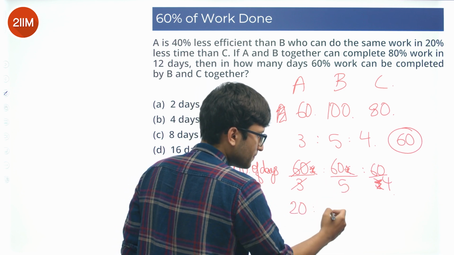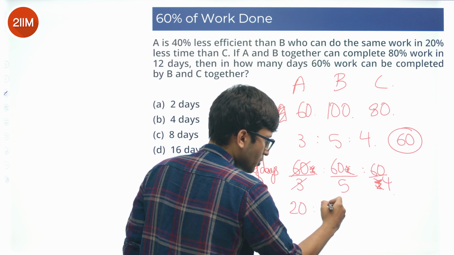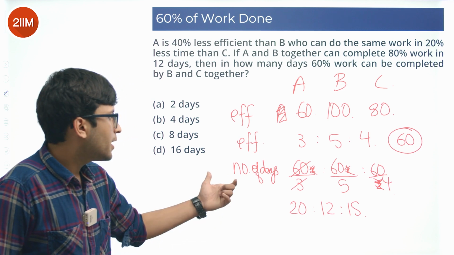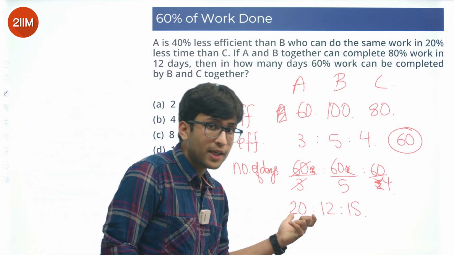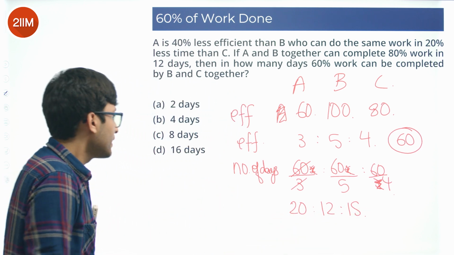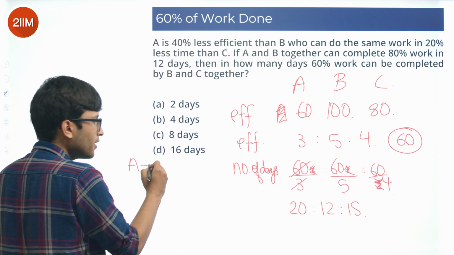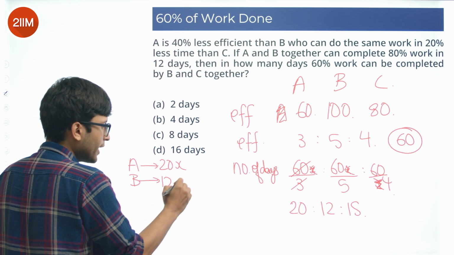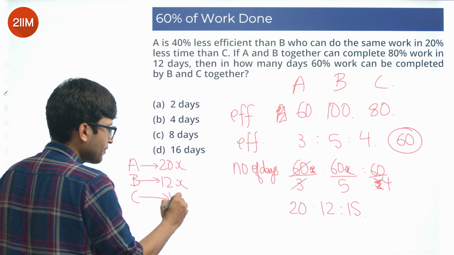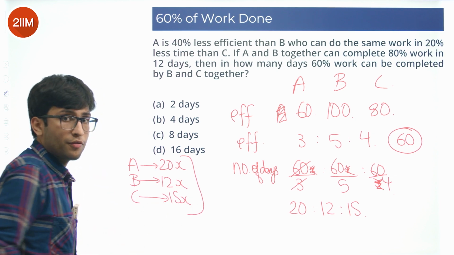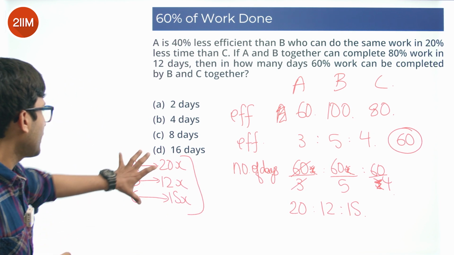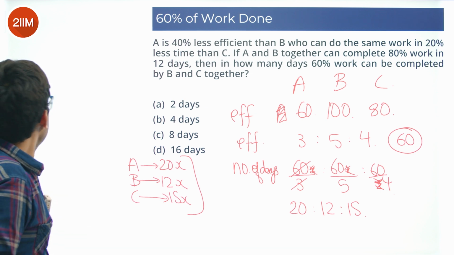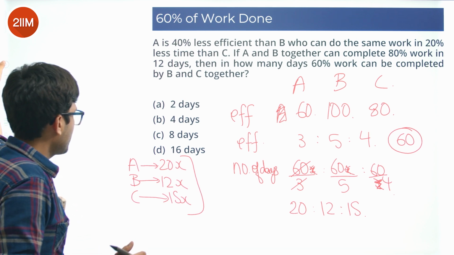20 is to 12 is to 15. Okay, so I got the number of days are in the ratio of 20 is to 12 is to 15. So that means A would have been taking 20x days, B would have been taking 12x days, and C would be taking 15x days. These are the number of days. Let's now solve. I know A, B, C in the ratio of the number of days. Let us get to the next page. 20, 12 and 15.